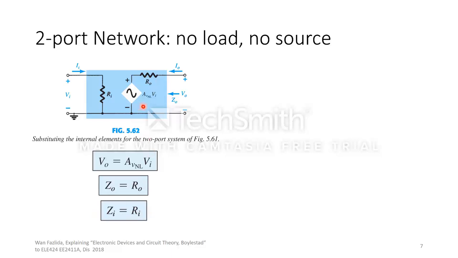If you look at how this amplifier is drawn, it is drawn with Rin to represent the input resistance, and Rout with a dependent voltage source labeled AVNL times Vin, in series with Rout, connected to the output terminal. These are all by definition.